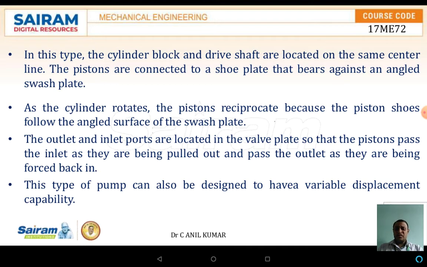As the cylinder rotates, the piston reciprocates because the piston shoes follow the angled surface of the swash plate. The outlet and the inlet port are located in the wall plate so that the piston passes the inlet as it is being pulled out and passes the outlet as it is being forced back in. This type of pump can also be designed to have variable displacement capabilities.